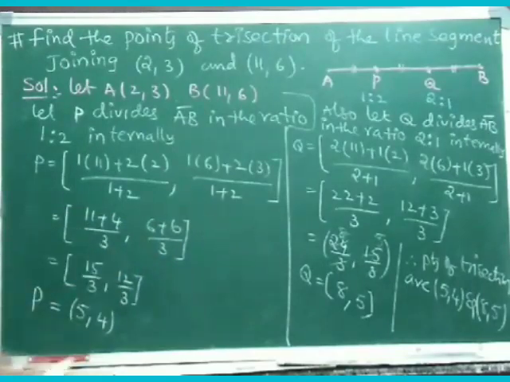So both P and Q together, we call them points of trisection. Hence the points of trisection are (5, 4) and (8, 5).